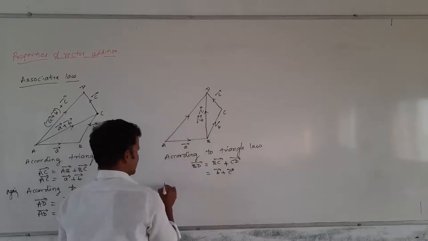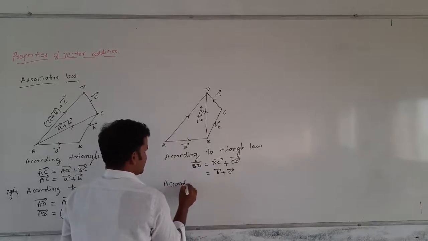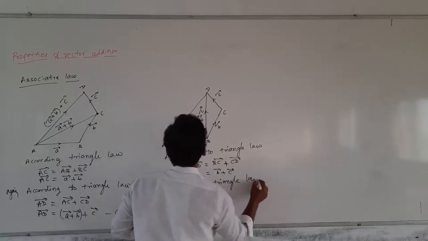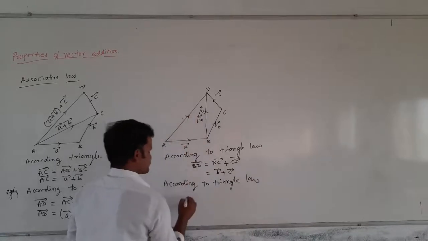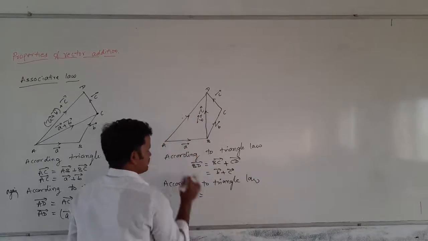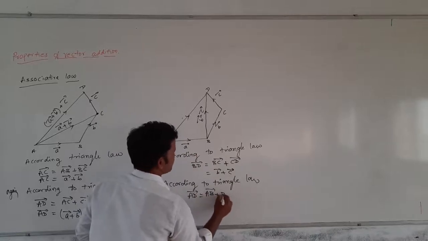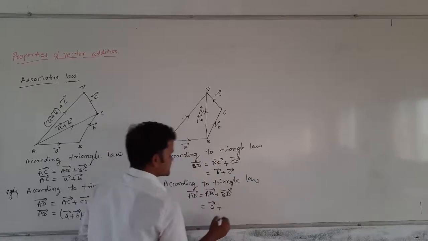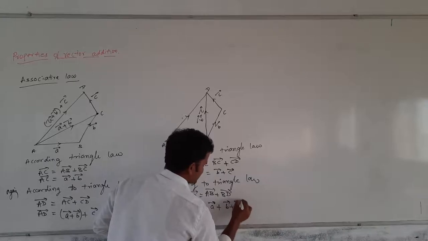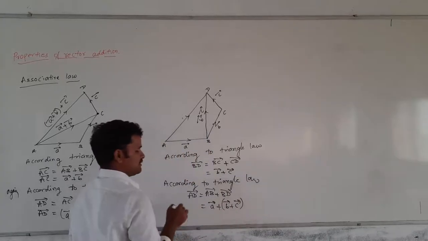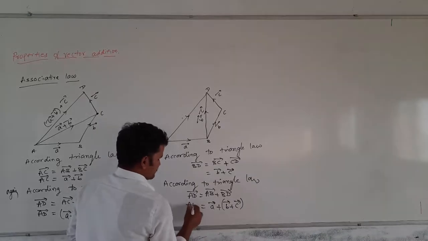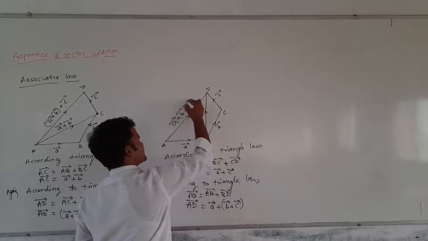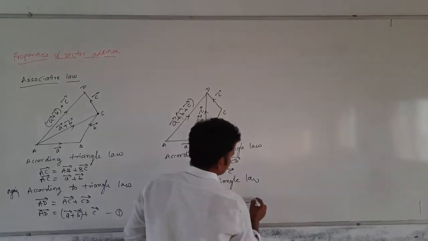Okay, this is vector AB. Then again, one more time, according to the triangle law, I can write vector AD is equal to vector AB plus vector BD. Vector AB is vector A, vector BD is vector B plus vector C, where B and C are added first. I will put them into a bracket. Fine. Now vector AD is equal to vector A plus (vector B plus vector C). This is equation 2.